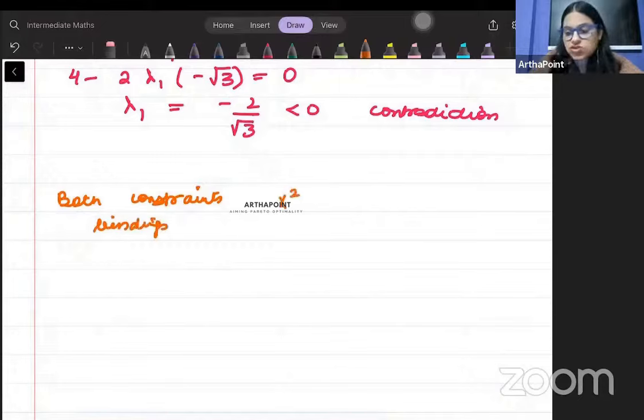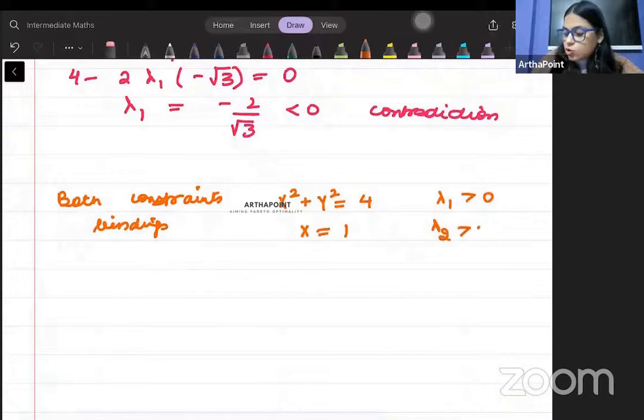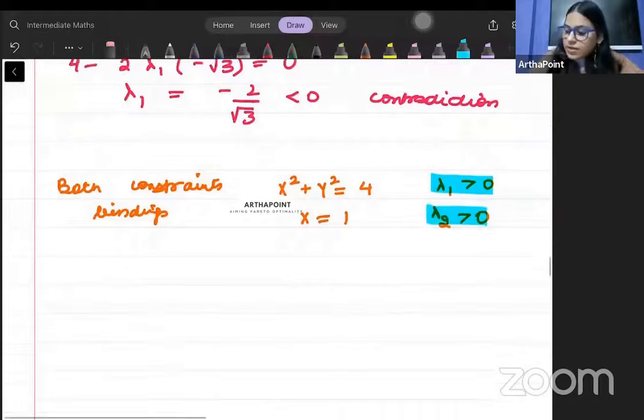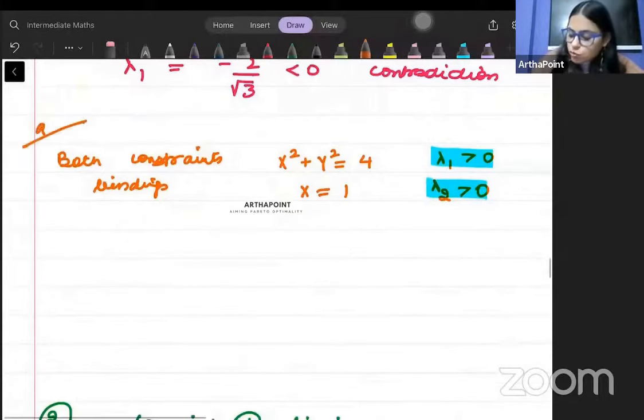But when both constraints are binding, x square plus y square should be 4, x should be 1, lambda 1 should be positive and lambda 2 should be positive. ये condition eliminate हो गया. I have eliminated this case because I am getting either lambda 1 negative or lambda 2 negative. Then I will start with case number 2.